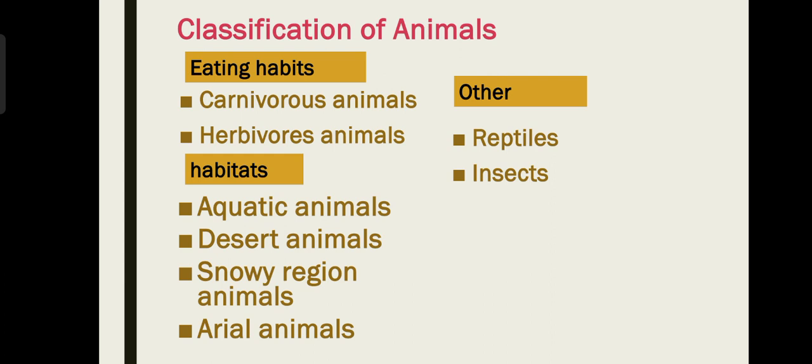By eating habits, we classify animals into two groups: carnivorous animals and herbivorous animals. By their habitats, we classify animals into aquatic animals, desert animals, snowy region animals, and aerial animals. And there are also reptiles and insects also.